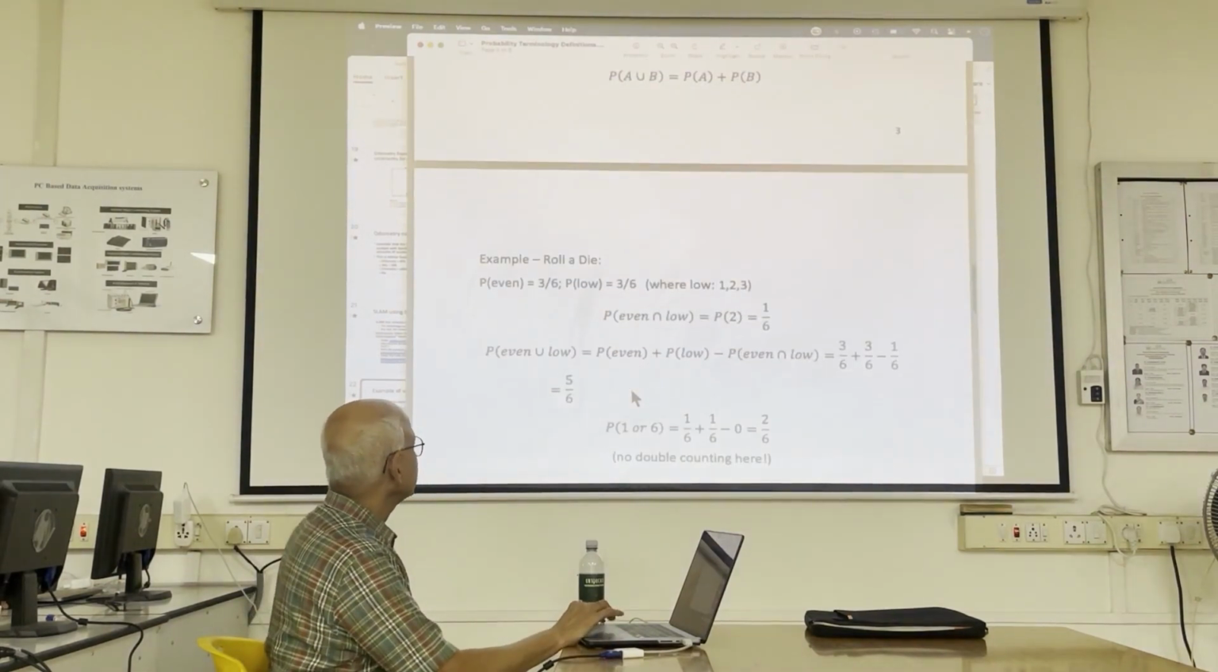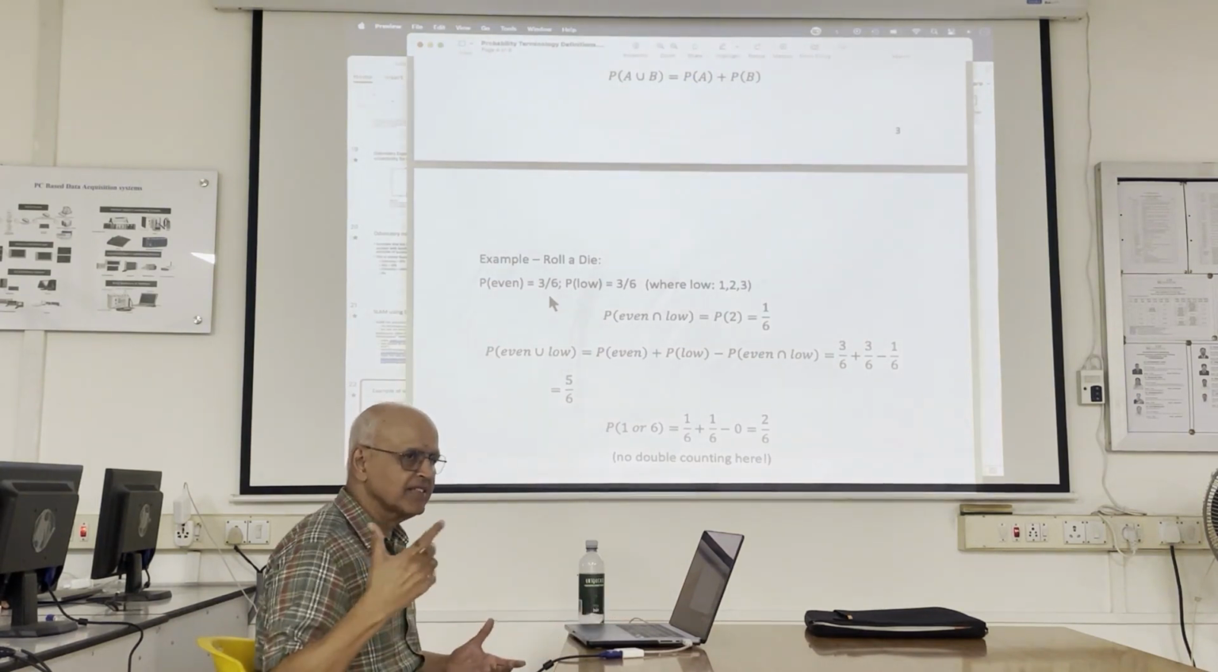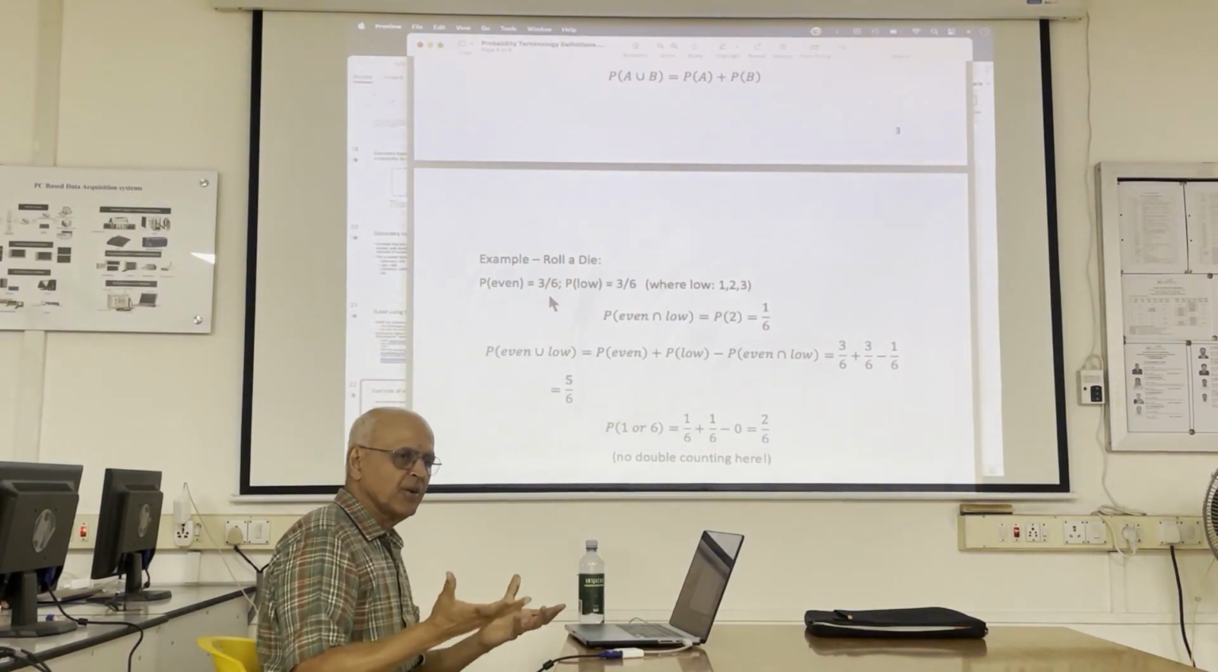So here's another example. Roll a die. Even is 3/6, agree? You're assuming it's a fair die, not biased one way or the other.